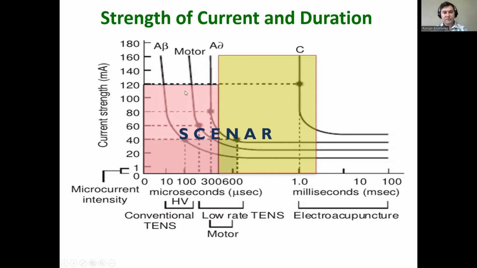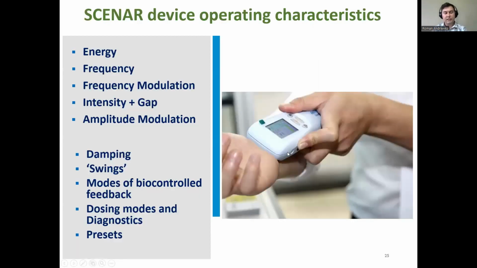This pink square represents the Scenar operation range if we work only with the built-in electrode, the one that is on your device. And this yellow square represents the Scenar capabilities if we also work with external electrodes. And this is why the external electrodes are so important, because this is the only way to activate C fibers. So this is it. And this brings us directly to how you can operate your Scenar.